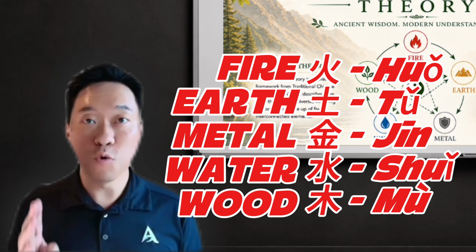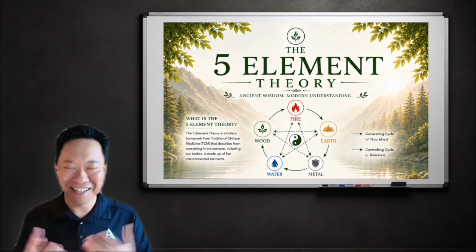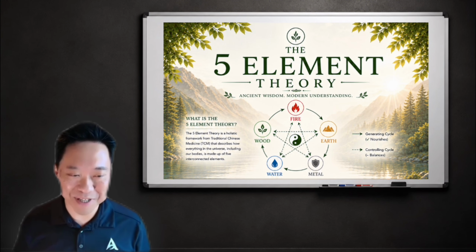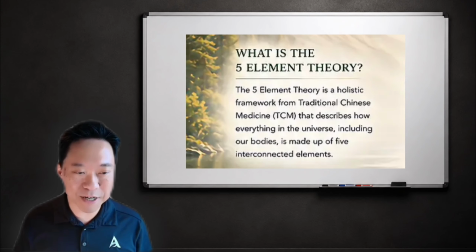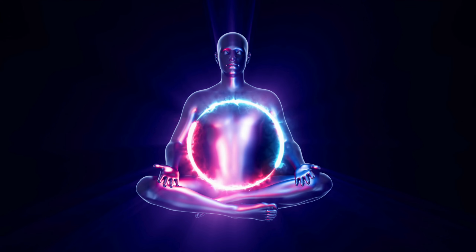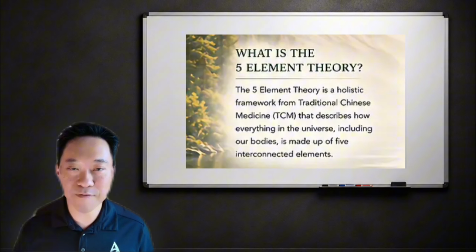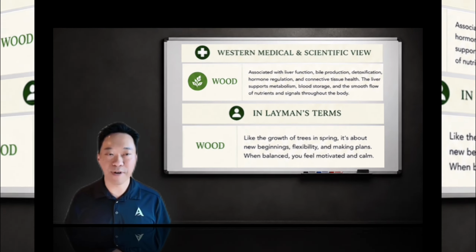The 5 elements are fire, earth, metal, water, wood. In Chinese, 木火土金水. It's easier for me to remember it in Chinese, okay? But these are the 5 elements, and they are a holistic framework from traditional Chinese medicine that describes how everything in the universe, including our bodies, is connected and balanced, okay? So let's go into the medical and scientific view of the 5 elements.